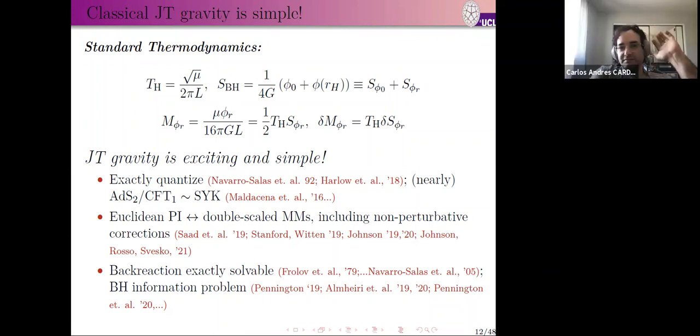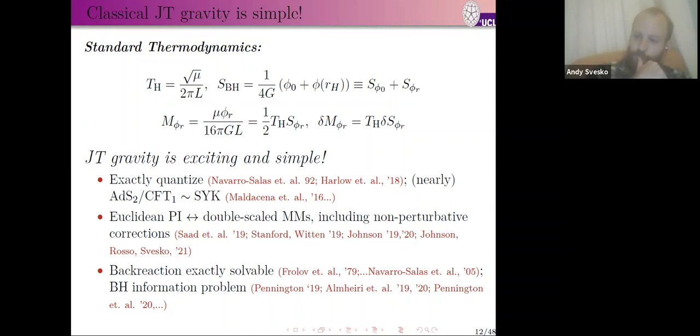I don't mean to be pedantic, I just want to compare. So these features that you say are positive features for JT gravity, aren't they also satisfied by Liouville theory? Yeah, no, exactly.